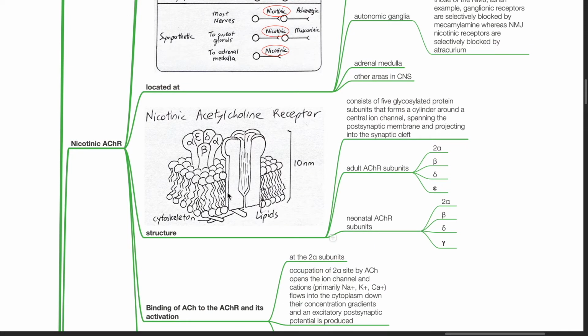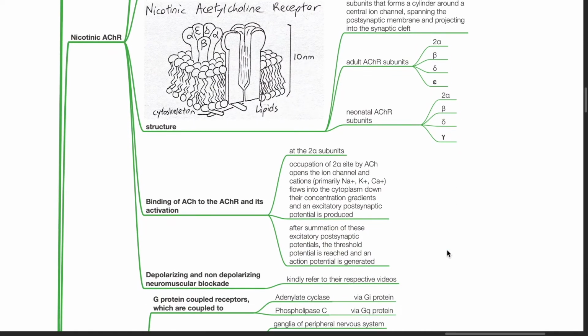Structure. Nicotinic acetylcholine receptors consist of 5 glycosylated protein subunits that form a cylinder around a central ion channel, spanning the postsynaptic membrane and projecting into the synaptic cleft. Adult acetylcholine receptor subunits include 2 alpha, 1 beta, 1 delta, and 1 epsilon. Neonatal acetylcholine receptor subunits include 2 alpha, 1 beta, 1 delta, and 1 gamma subunit.